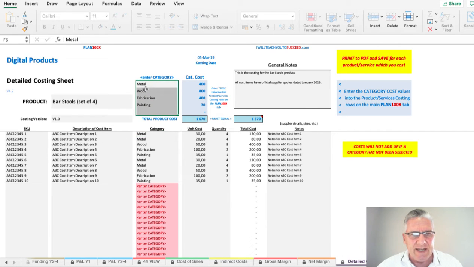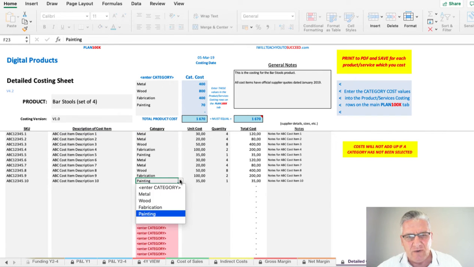And when you enter these categories here, I've still kept this data in here. Obviously, it doesn't apply to digital downloads or digital products, but I've just kept this from a furniture company where they were selling bar stools, and you'd input the stock keeping unit, the description of the cost item, and then the category. You need to input a category in order for it to add up.